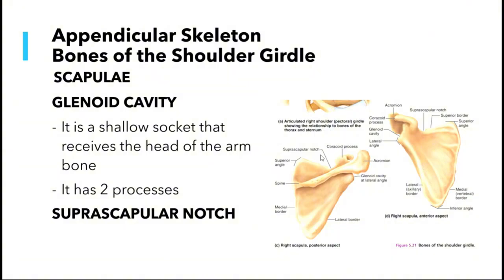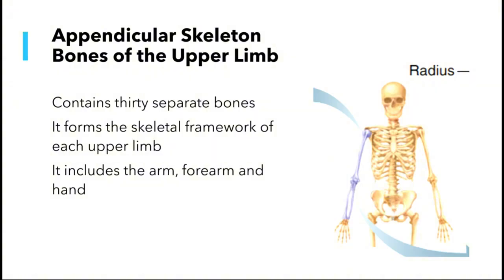Okay, now we've mentioned this suprascapular notch, this one. This is very important because in this notch is where the nerve passes through, or known as the nerve passageway of the shoulder. So the upper limb contains 30 separate bones, which includes the following: arm, forearm, and the hand.